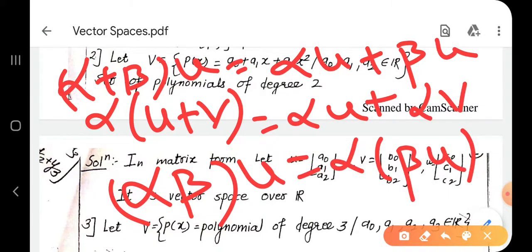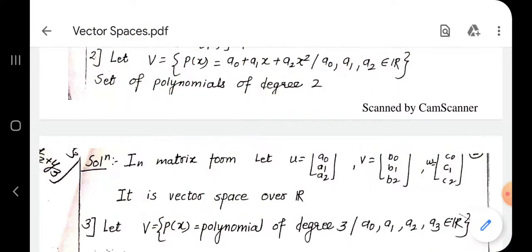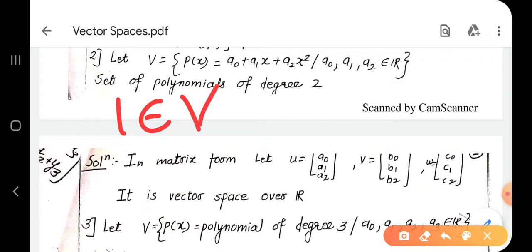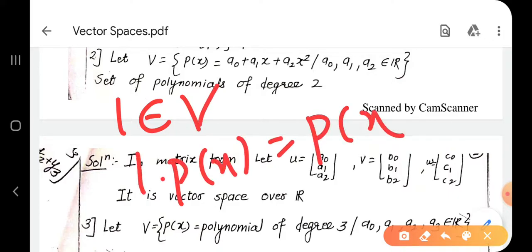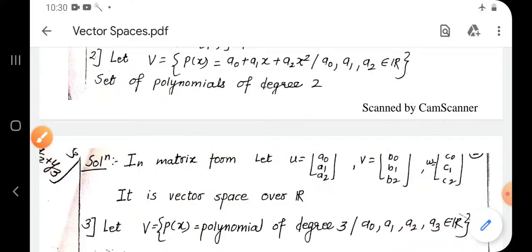U means here p of x. Value of u, v, you may take p of x and q of x only. You will get the answer, right? Last one is 1 belongs to V such that 1 into p of x is equal to p of x. Means your vector space V, which is set of polynomials of degree 2, is a vector space. V set is a vector space.